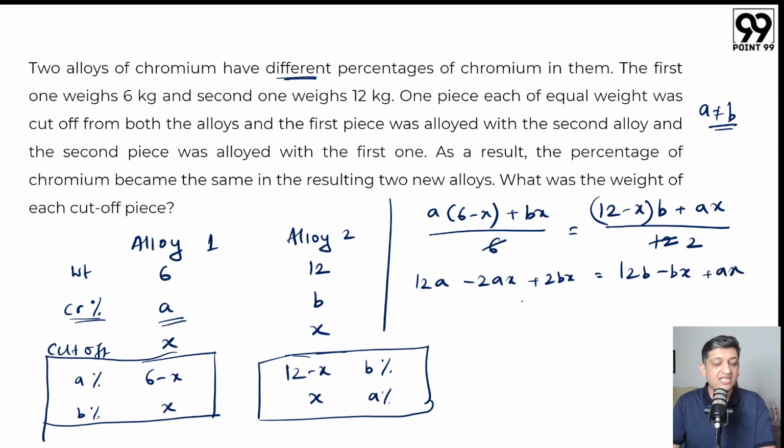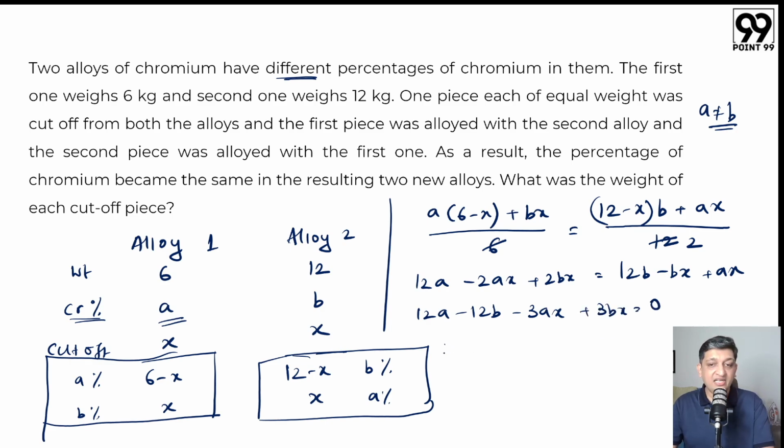Now if I just shuffle the terms, what's going to happen here? I'm going to get 12A minus 12B. This 12B will come here, minus 2Ax, and this plus Ax will come on to the left hand side and will become minus 3Ax. 2Bx plus Bx is going to give me 3Bx equals 0.